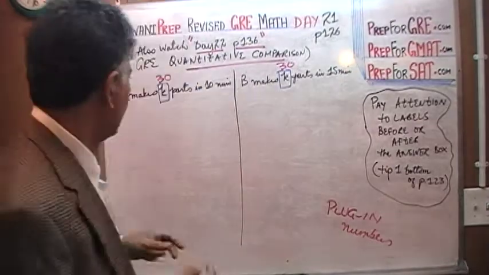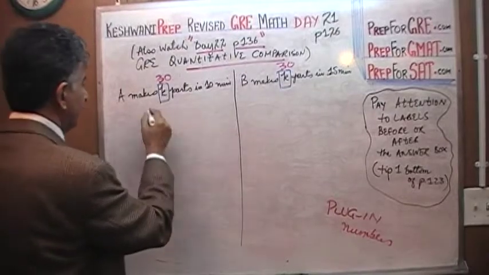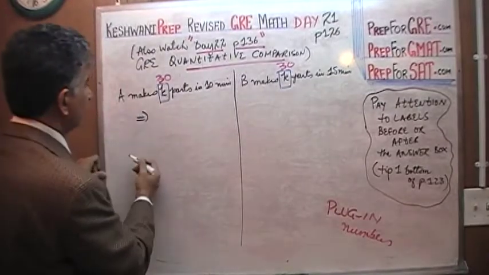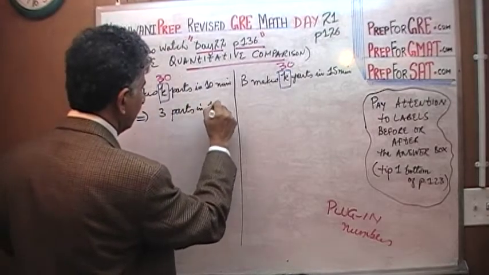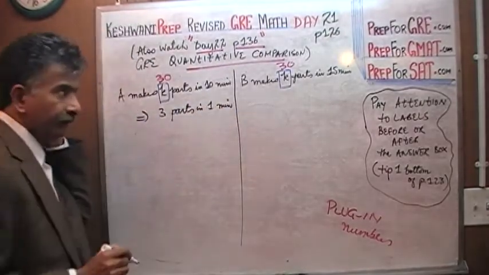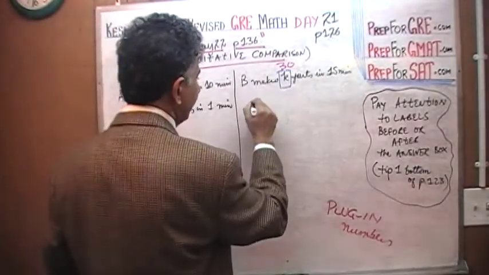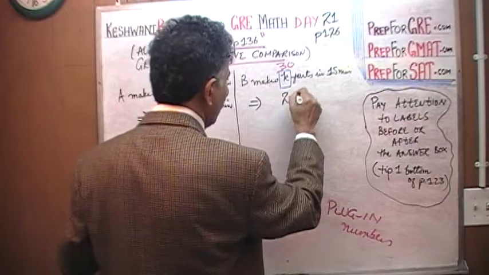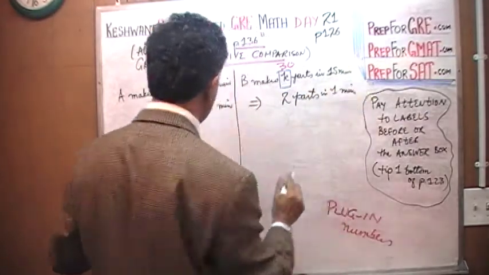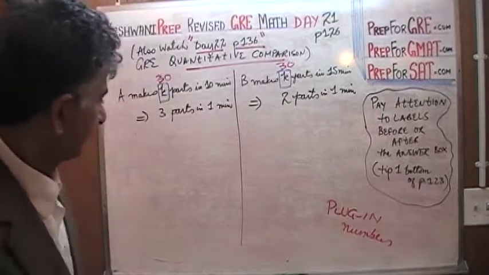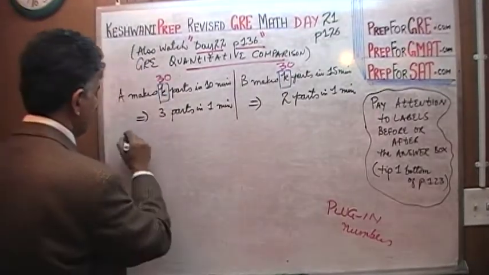What the problem says now is A makes 30 parts in 10 minutes. If it makes 30 parts in 10 minutes, this implies that it must make 3 parts in 1 minute. Similarly, for B, we have 30 parts in 15 minutes. That implies that it must make 2 parts in 1 minute. I made such a long line, I just realized that we are almost done.